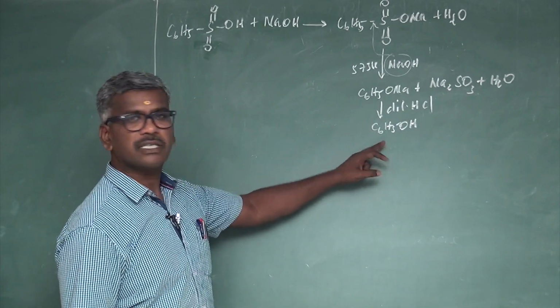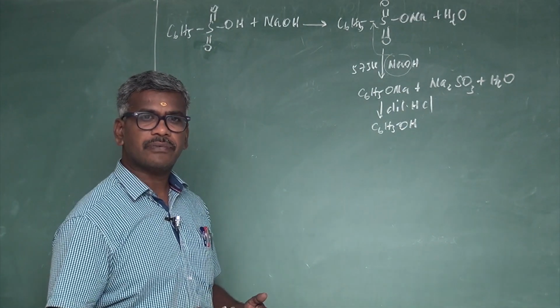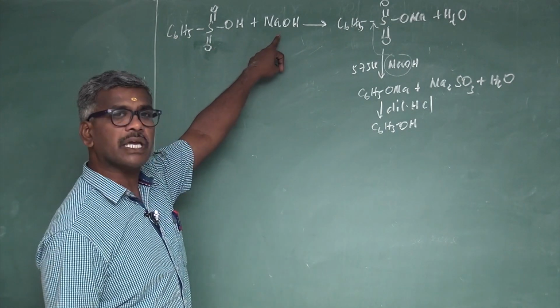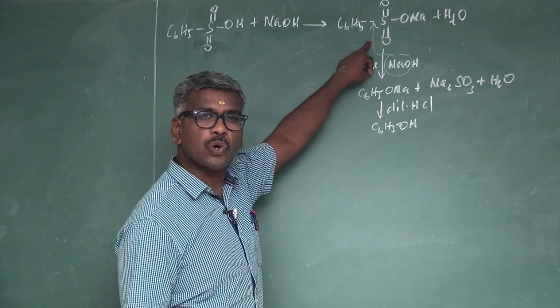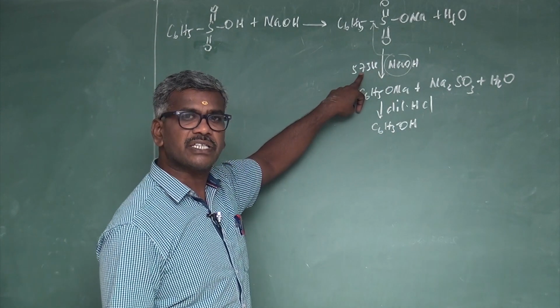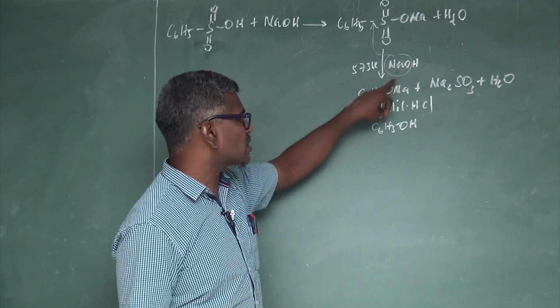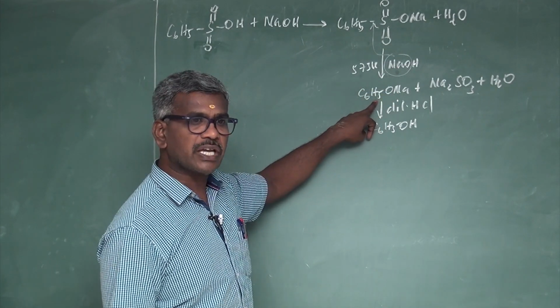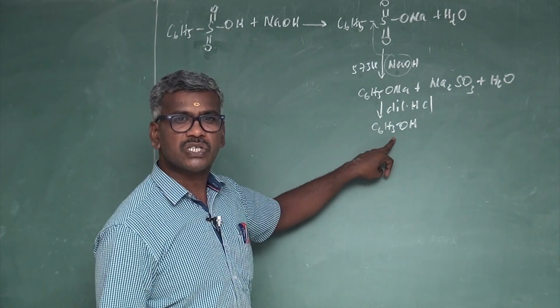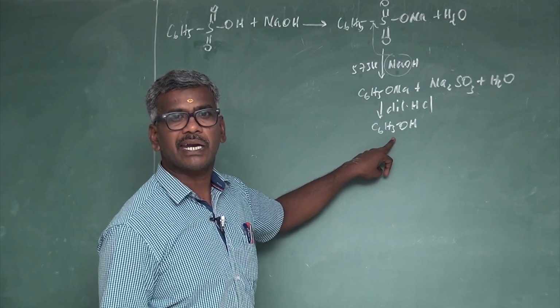So, another method from benzene. Benzene is converted into benzene sulfonic acid. Benzene sulfonic acid reacts with NaOH to form the sodium salt of benzene sulfonic acid, which is further heated at 573 Kelvin with excess NaOH to form sodium phenoxide. Sodium phenoxide decomposes with dilute HCl to form phenol. Next, from aniline.